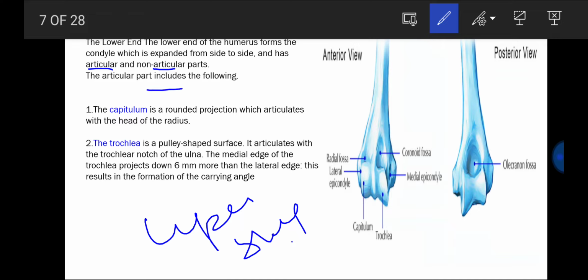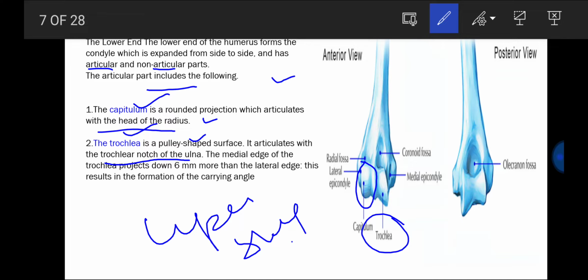The articular part includes the capitulum and trochlea. The capitulum is a rounded projection which articulates with the head of the radius. So where is the capitulum? This is the capitulum. The trochlea is a pulley shaped surface. It articulates with the trochlear notch of the ulna.